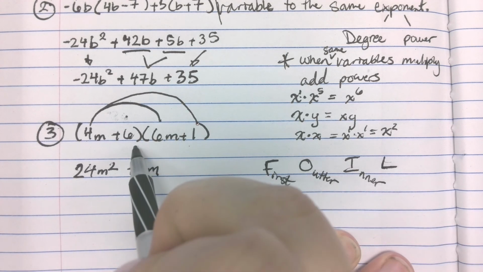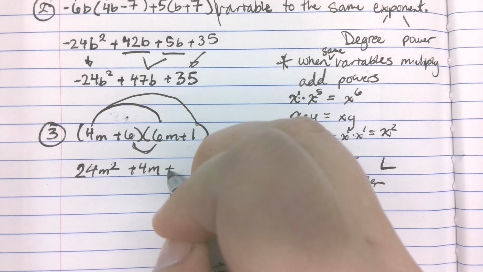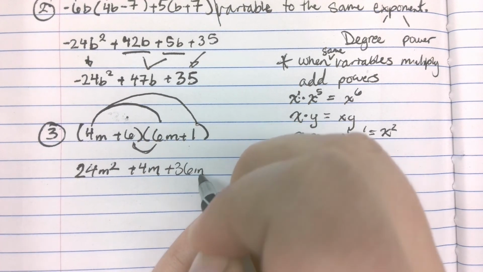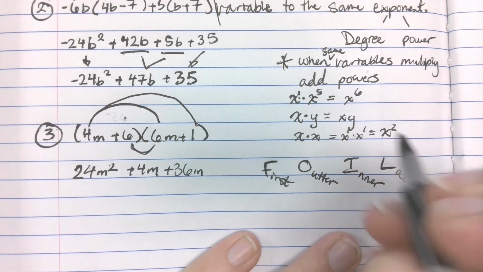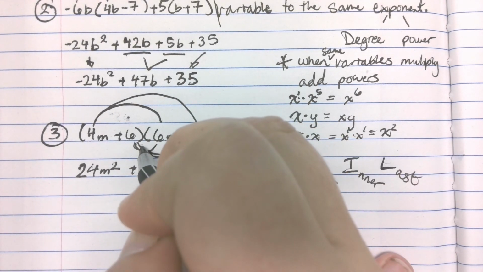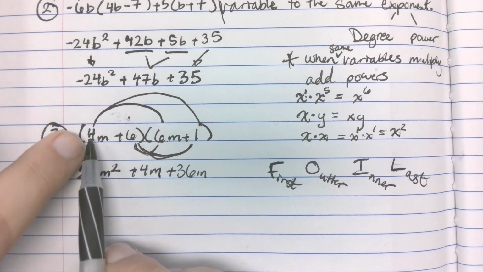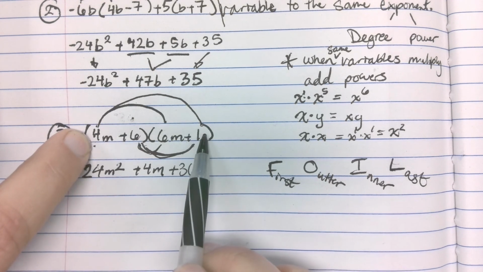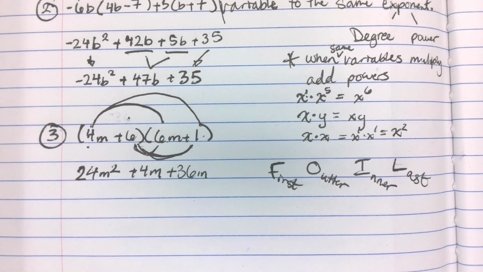Inner. So this is just going to go these two. 6 times 6m, what's that? 36m. And this is going to be the last two. So it's just like this. Honestly, FOIL is helpful, but you're just going to take the first one and multiply it to everything in the other group. Next one, everything in the other group. Every time. That's how it always works.